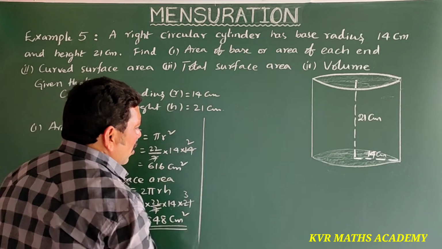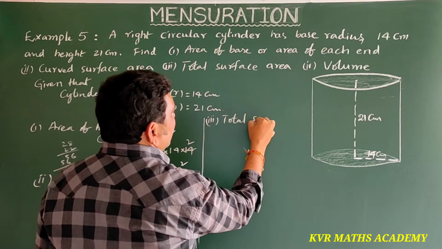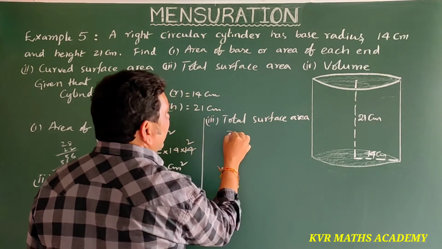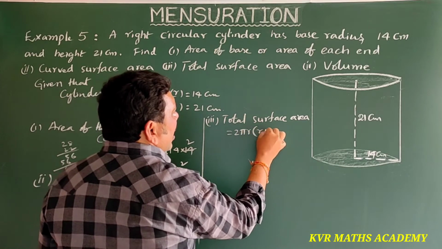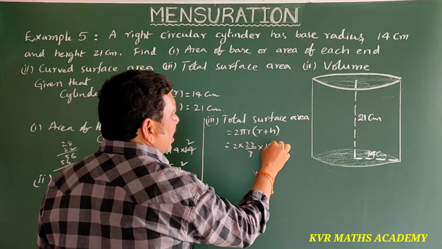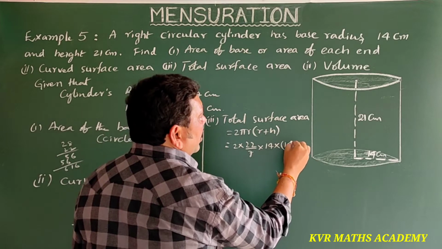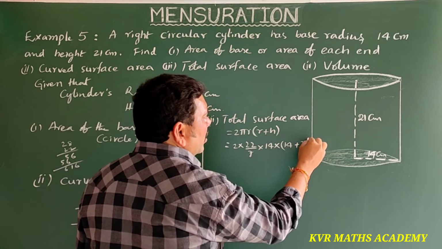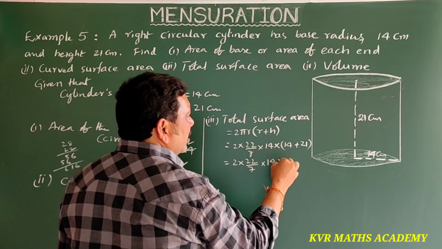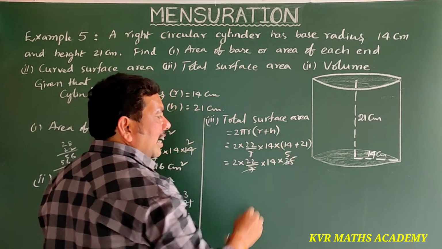Next, total surface area, third one. Total surface area, TSA, is equal to what is the formula? It is 2 pi r into r plus h. So 2 into 22 by 7 into radius 14 into r plus h. Radius is 14 plus height is 21. That is equal to 2 into 22 by 7 into 14 into 35, right? So 7 in 35, 5 times, get cancelled here.